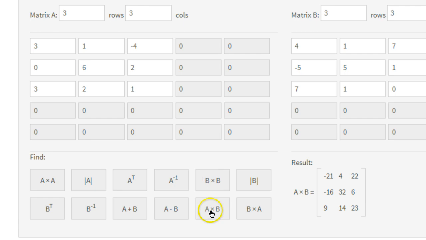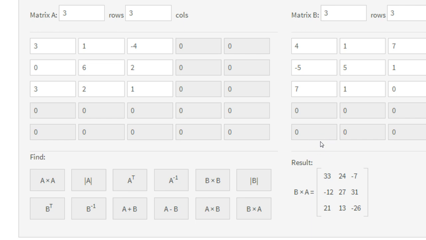Now if you want to do the reverse, you're not going to get the same number. So if I did B times A, I'm going to be getting different numbers because I'm doing a different operation. So I'd be going 4, 1, and 7 times 3, 0, 3. So that's 4 times 3 is 12, plus 0 times 1, which is 0, which still is 12, and then 3 times 7, which is 21, and 12 plus 21 is 33. So that's how you get that there.